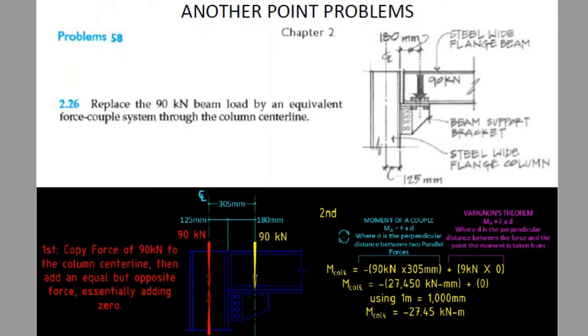Also, by using Varignon's theorem, the moment about point A is equal to force times the distance, where D is the perpendicular distance between the force and the point the moment is taken from, we also add 9 kN times 0. Also, by using the fact that 1 meter is equal to 1,000 millimeters, we can say that the moment about the column centerline is equal to negative 27.45 kilonewton meters.